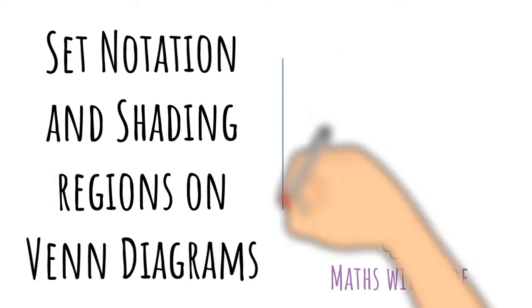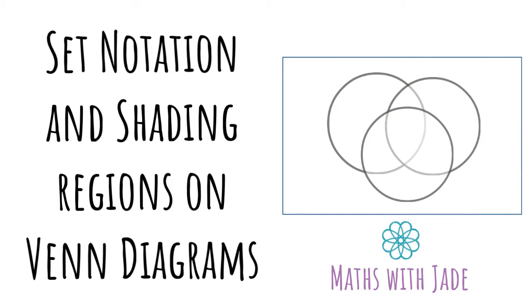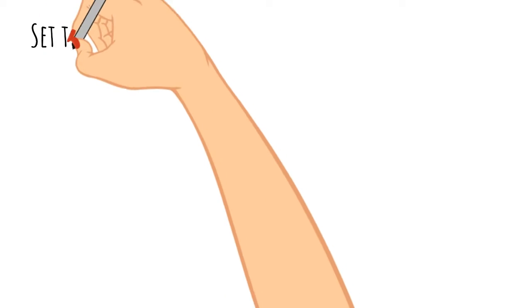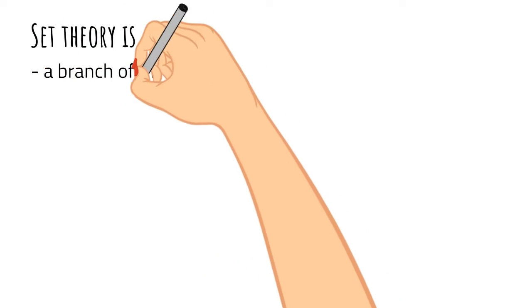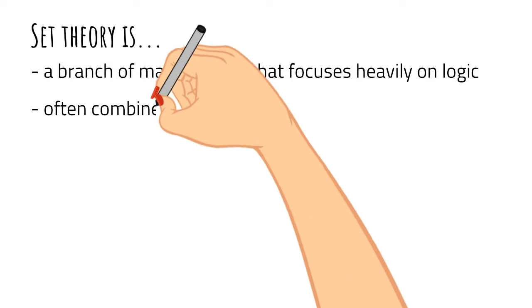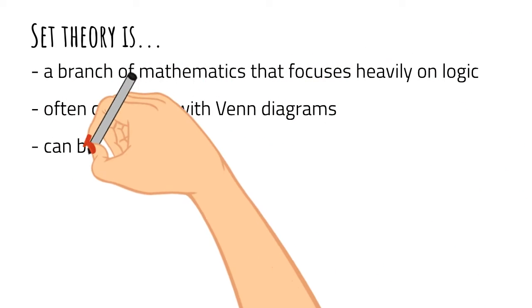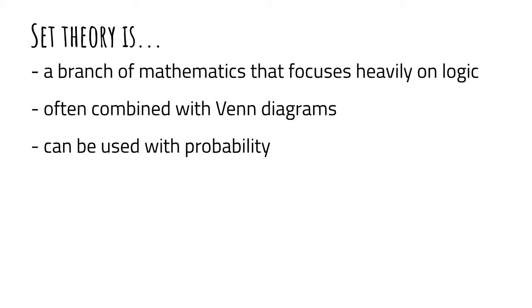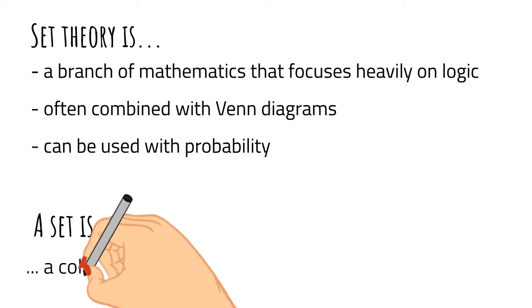In this video tutorial, we'll be looking at set notation and shading regions on Venn diagrams. Before we start, we need to define a few things. Set theory is a branch of mathematics that focuses heavily on logic. It is often combined with Venn diagrams and therefore can be used with probability. A set is a collection of things.